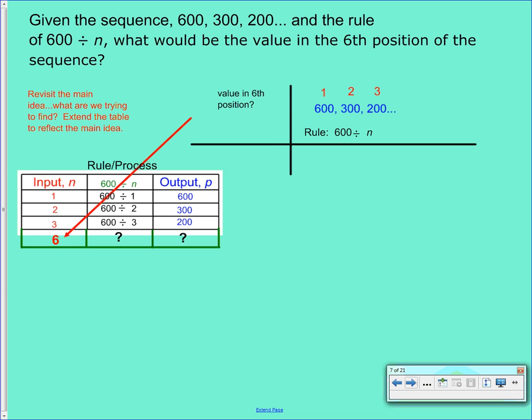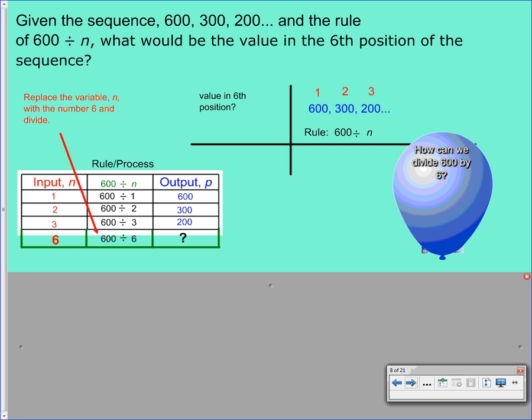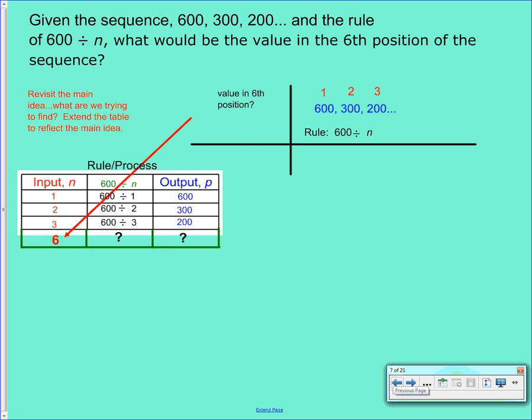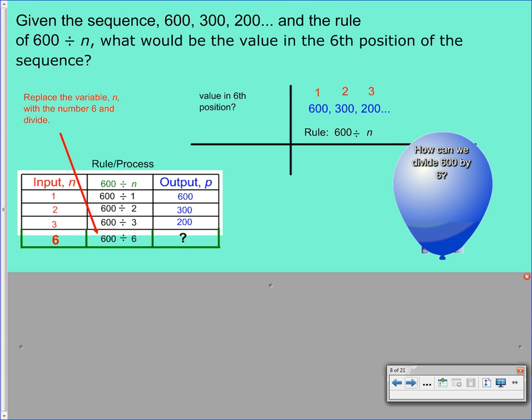I want to know what my value in the 6th position is going to be. So what I'm going to do, don't believe I have the answer here, do I? Oh, I did. So to do this, if you notice, right here, I'm dividing it by n. And what's n? N's our input. So you see the 1 here, and you see the 1 there. 2, 2, 3, 3. So this is going to be 600 divided by 6. And that's actually what I have right here.